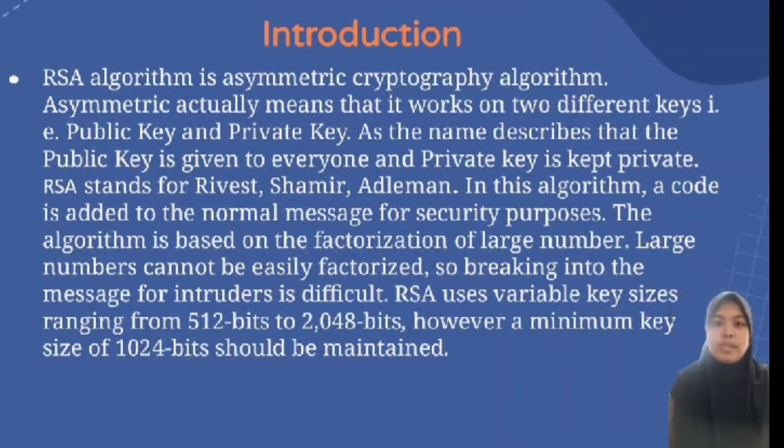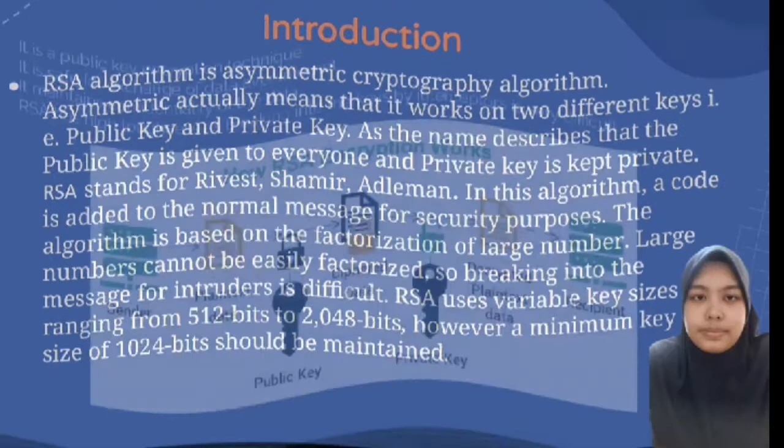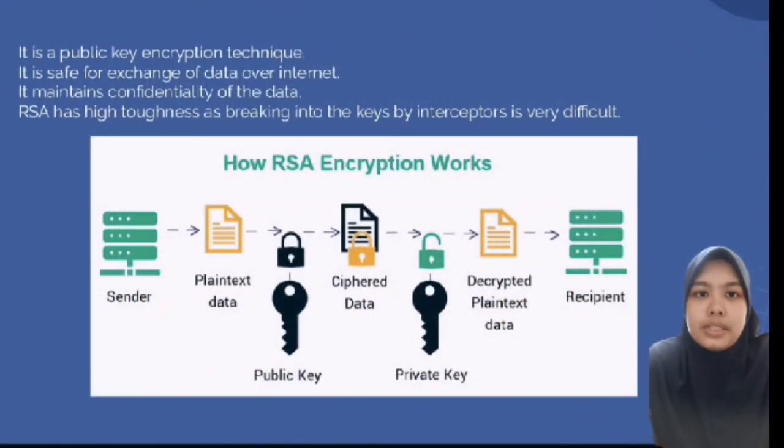RSA uses variable key sizes ranging from 512 bits to 1048 bits. However, a minimum key size of 124 bits should be maintained. Characteristics of RSA: it is a public key encryption technique. It is safe for exchange of data over the internet. It maintains confidentiality of data. RSA has high tolerance, as breaking into the keys by interceptors is very difficult.